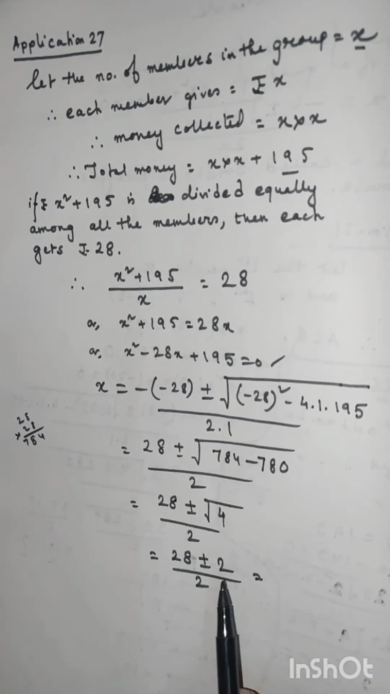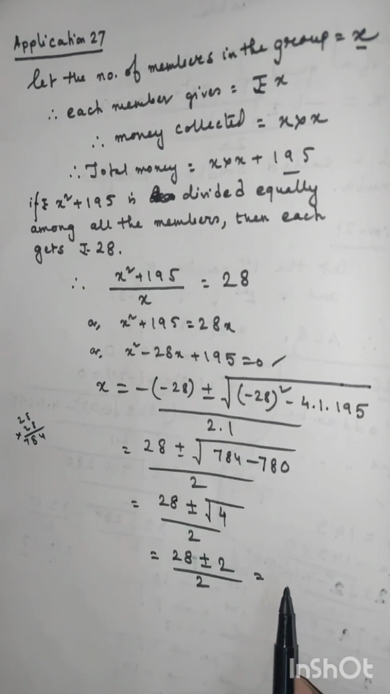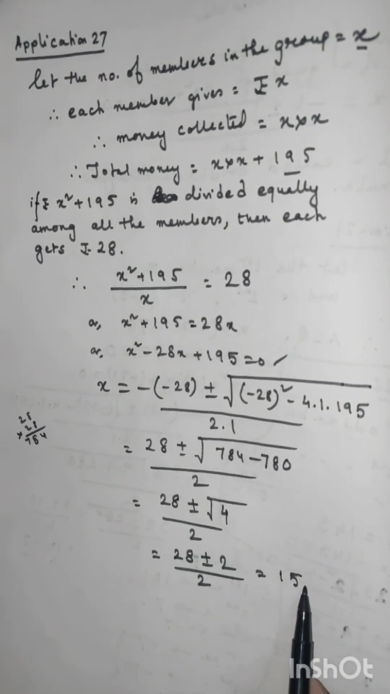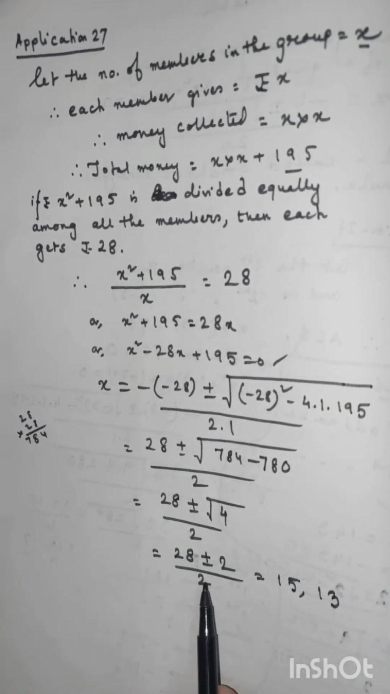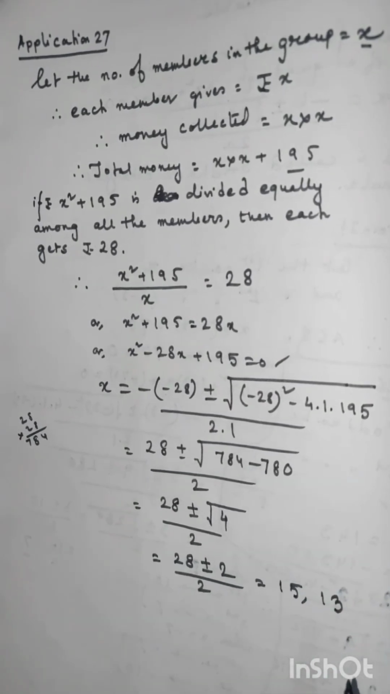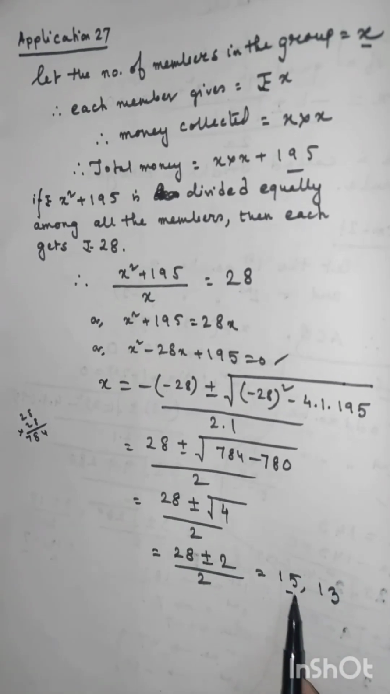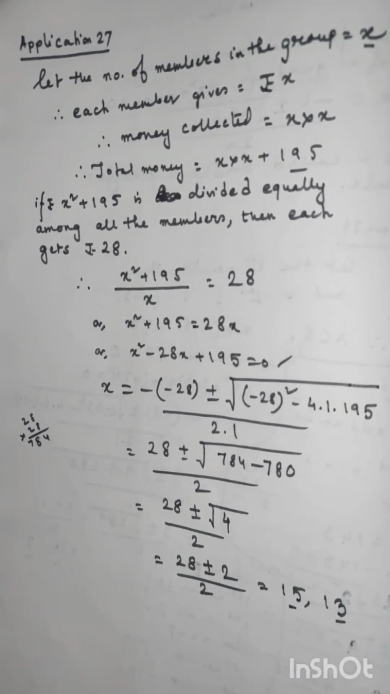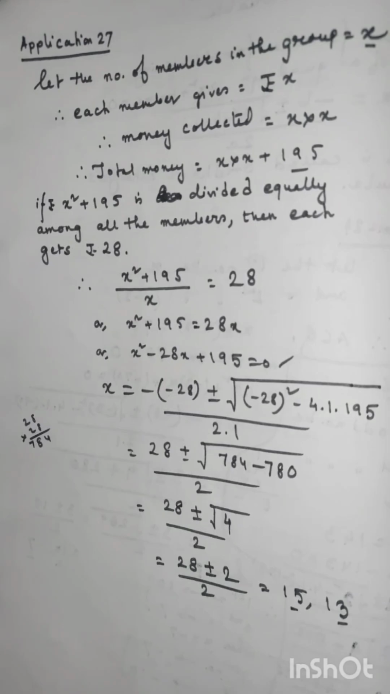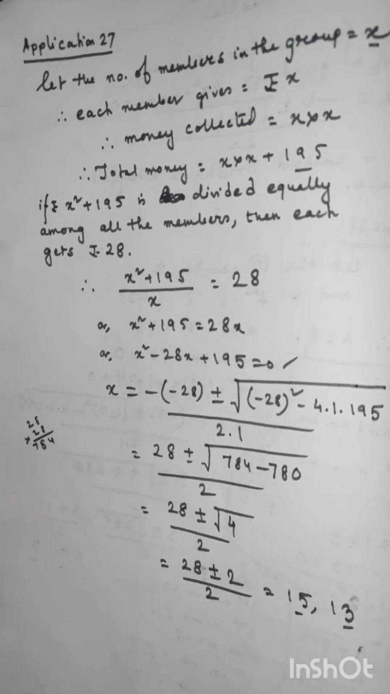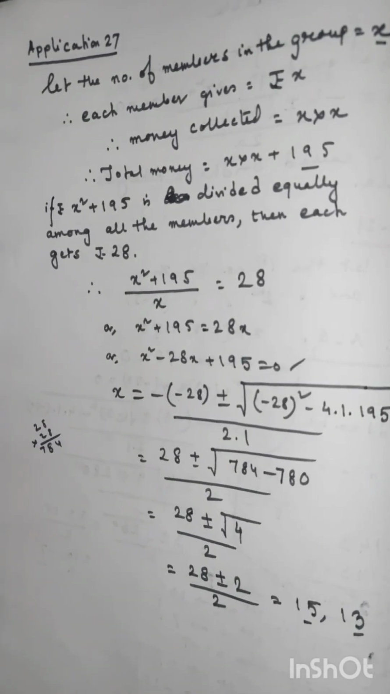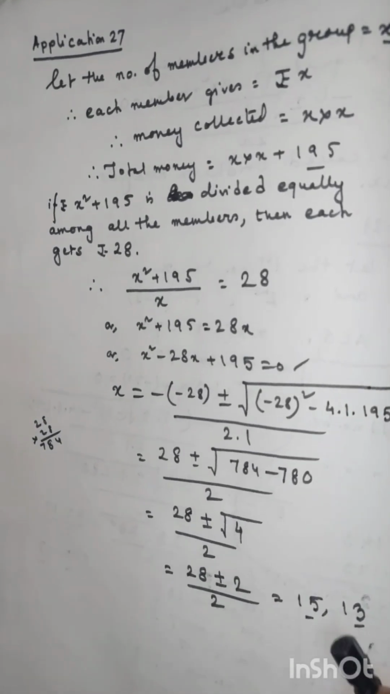So if we consider the positive sign, it becomes 30 by 2, that is 15, and if we consider the minus sign, it becomes 26 by 2, that is 13. So these are the values of x, that means the number of members is either 15 or 13. Let us check the answer. Yes, it is correct.